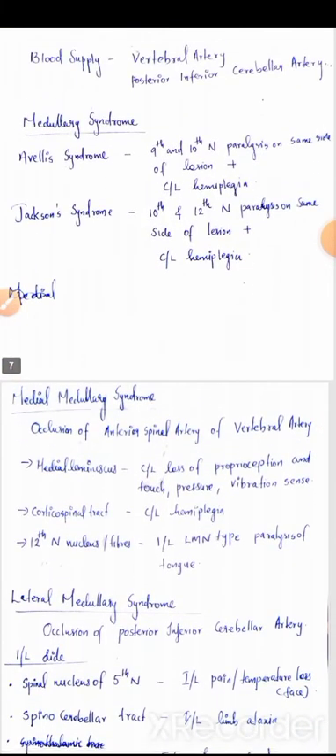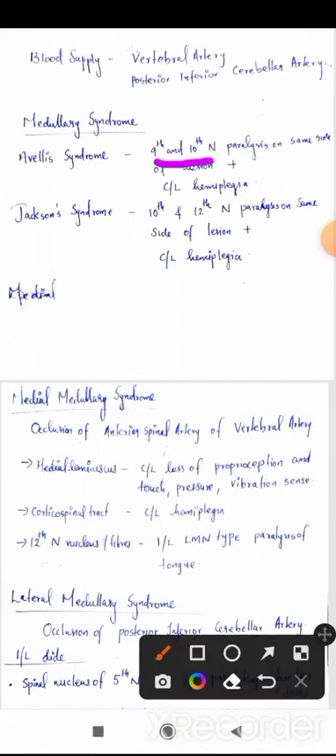Now coming to the medullary syndromes. Some of them are Avellis syndrome, Jackson syndrome, medial medullary syndrome and lateral medullary syndrome. Avellis syndrome means there is 9th and 10th cranial nerve paralysis on the same side of the lesion and contralateral hemiplegia. Next is Jackson syndrome. Here the 10th and 12th cranial nerves are involved on the same side of the lesion, with contralateral hemiplegia.